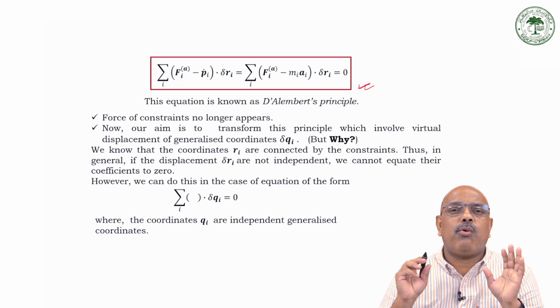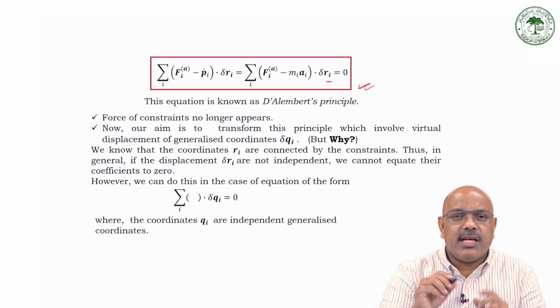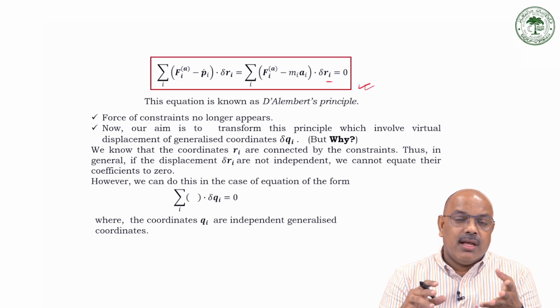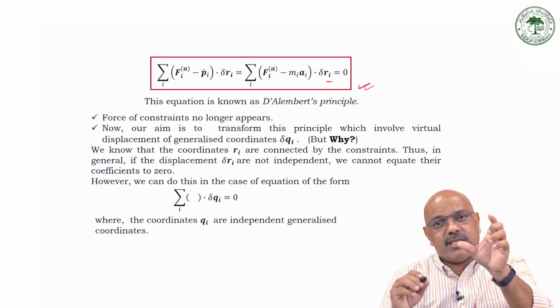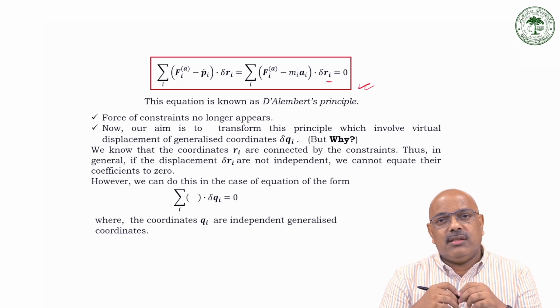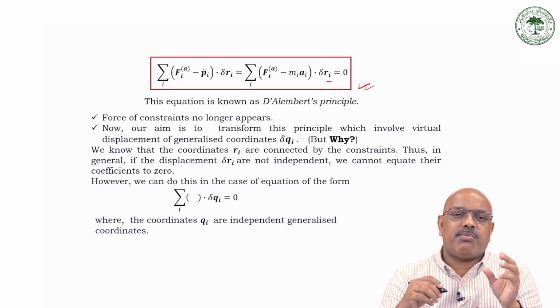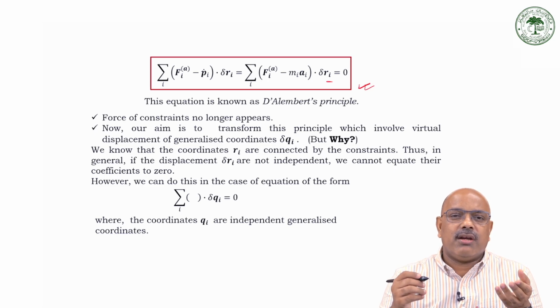Because we know that these coordinates Ri are connected by a constant. For example, in a simple pendulum, x square plus y square equals L square. So R is connected through a constant, that is the fixed length of the simple pendulum, L. Thus, in general, if the displacements delta Ri are not independent, we cannot equate their coefficients to 0.